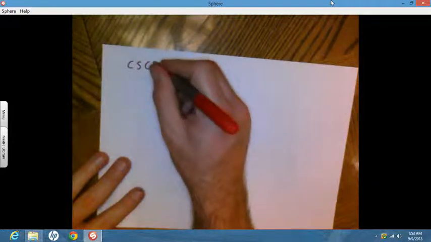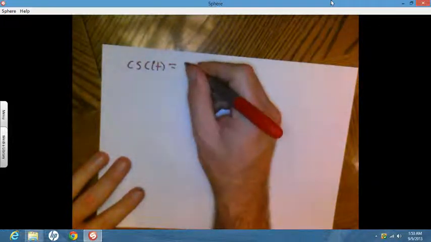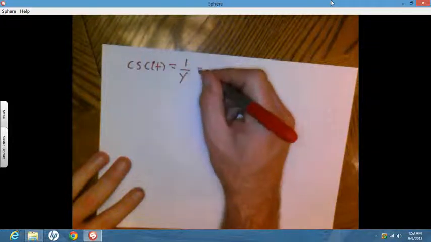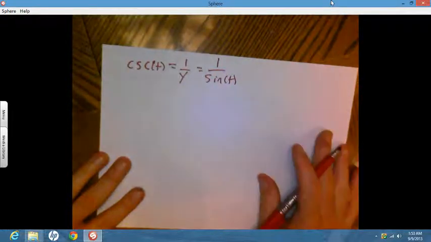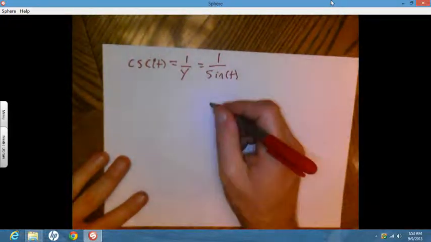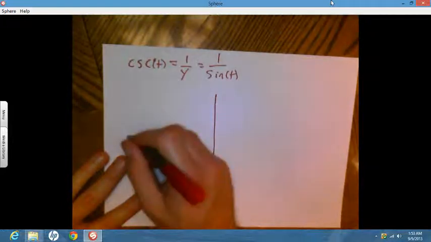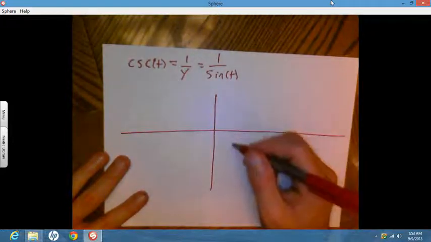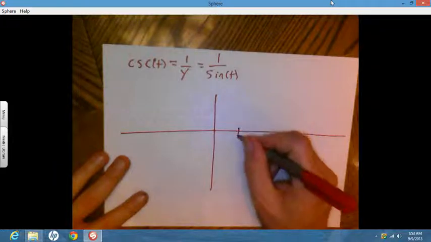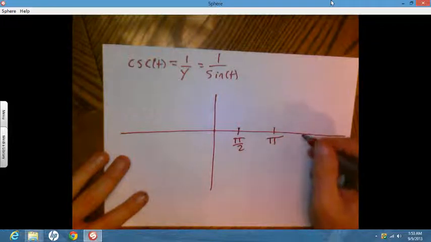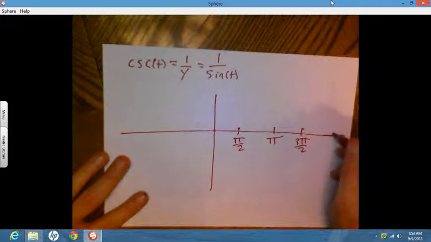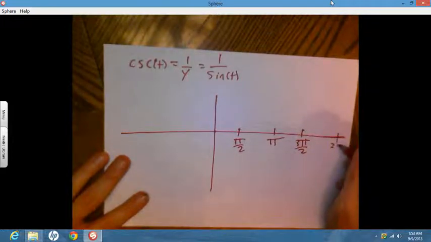And we're going to graph it at, say, pi over 2, pi, we're going to do 3 pi over 2, and we're going to do 2 pi. And we're going to do negative pi over 2. We're going to do negative pi. We're going to do negative 3 pi over 2. And we're going to do negative 2 pi.